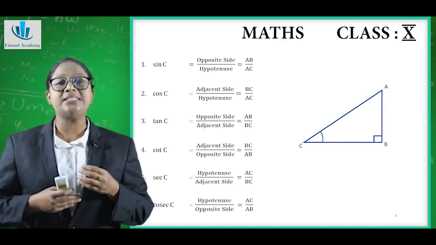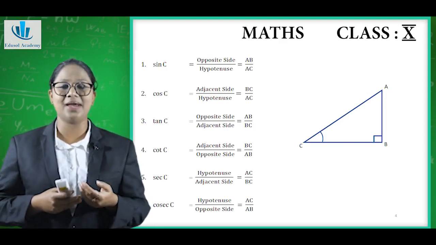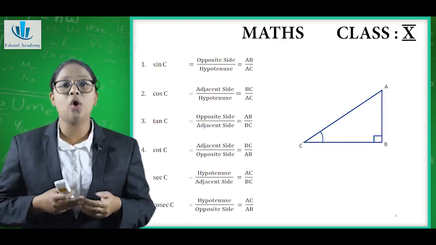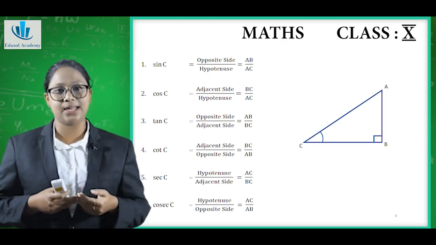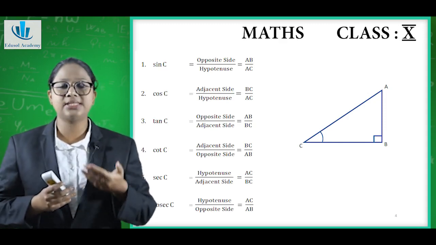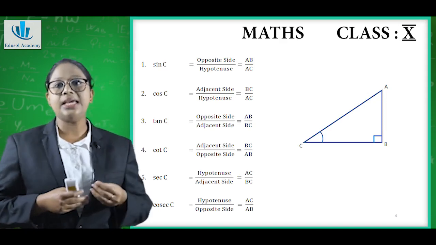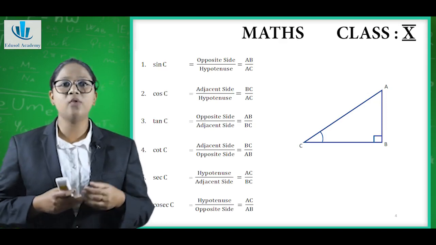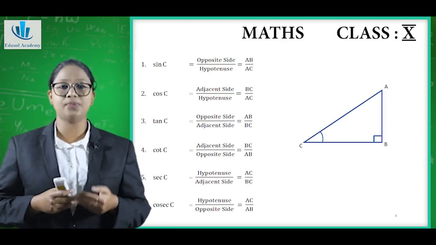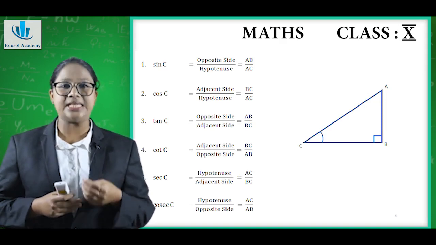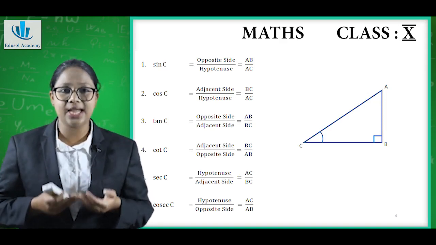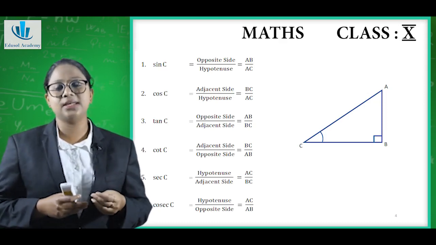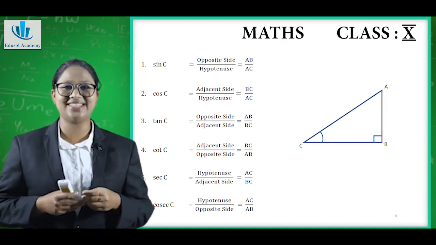Moving on to the third one, tan C, or tangent. Tan of an angle is simply the ratio of opposite side by adjacent side, no hypotenuse. Opposite by adjacent gives you tan. So tan C is written as AB by BC. I hope you understand this. Moving on to the fourth one, cot C. Cot or cotangent is the ratio of adjacent side to the opposite side. So you can see it's BC by AB here as cot C.